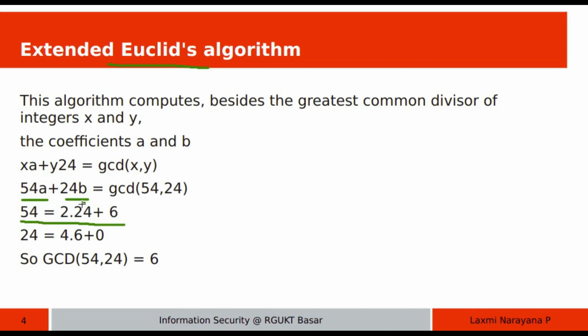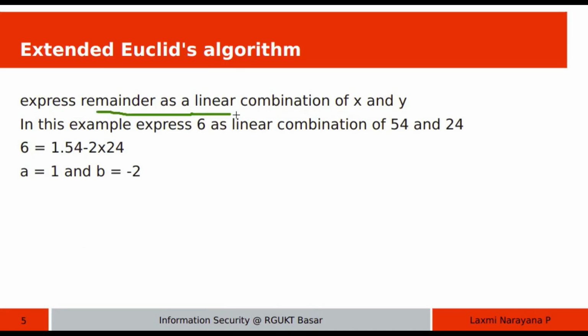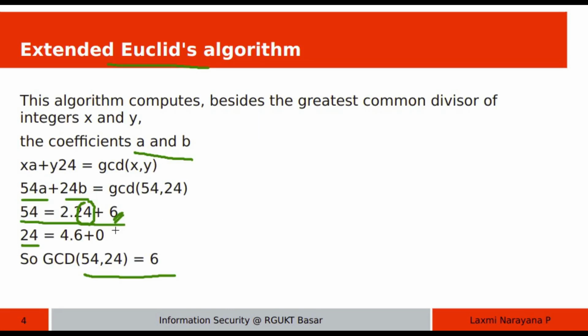Then take the smaller number 24 and divide that by this remainder, so it can be written like this: 24 = 4 x 6 + remainder 0. So here the smallest non-zero value is 6. So the GCD will be 6. And the second step is to find the integers a and b. Express the remainder as a linear combination of x and y. Our remainder is this 6.